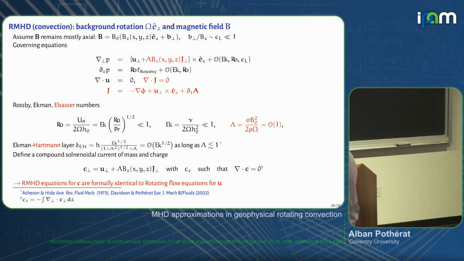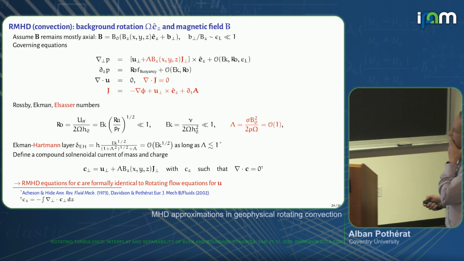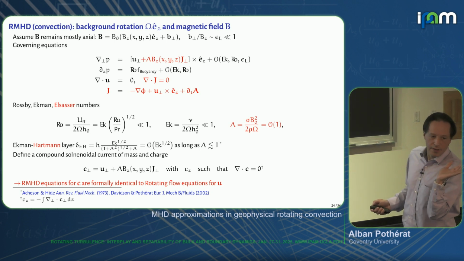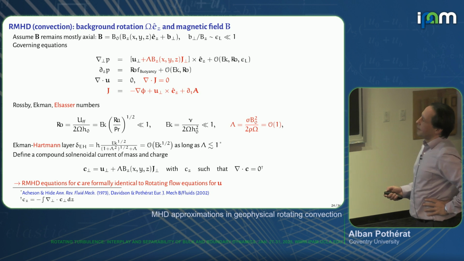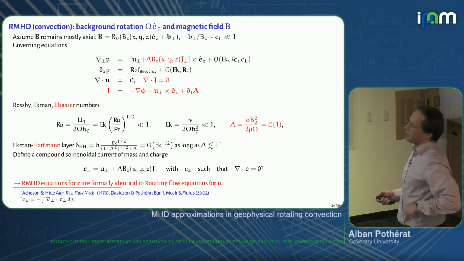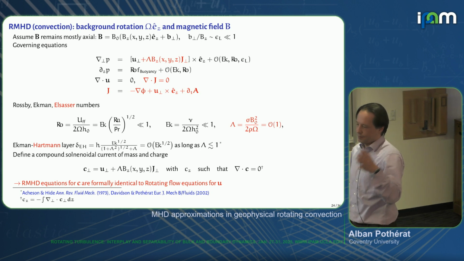Well, I'm going to exploit this similarity. So I've written the equations here to understand that. Here I use the standard rotating flow normalization with Ekman number, Rossby number. But I've written the equation in such a way that the Lorentz force and the Coriolis force can be put together into one. So you see U cross Uz. So Uz is the direction of rotation and the magnetic field. I assume the magnetic field is uniform.